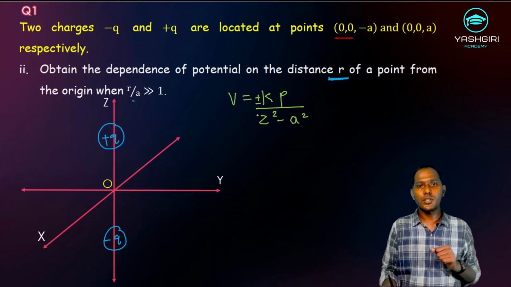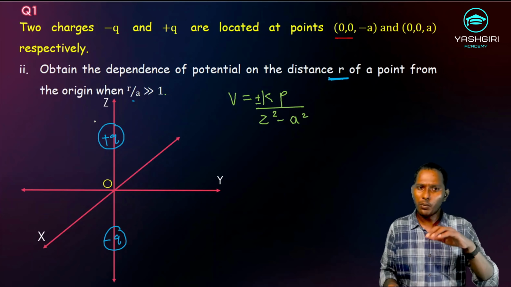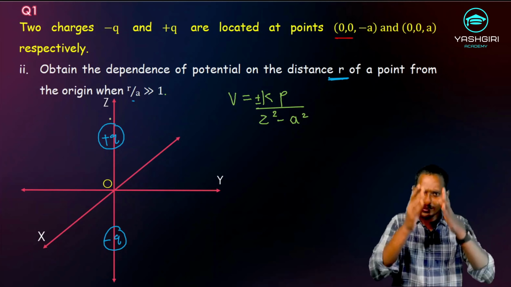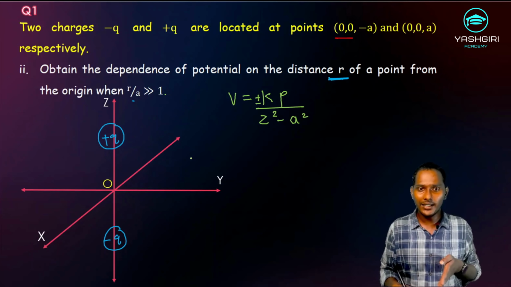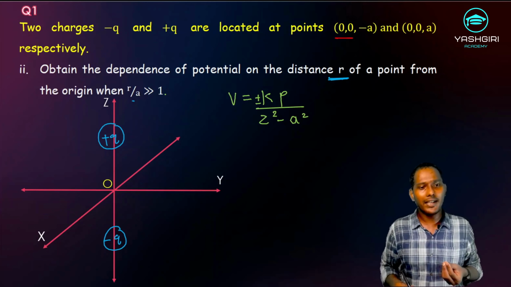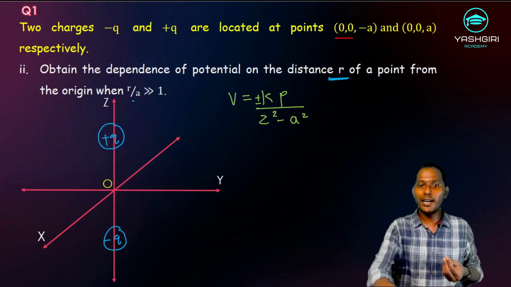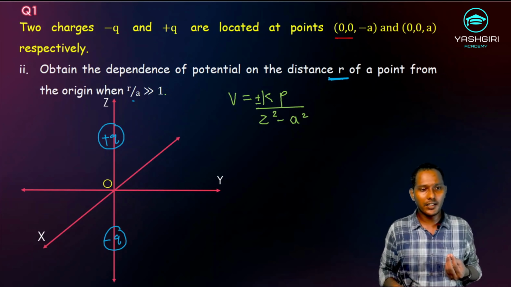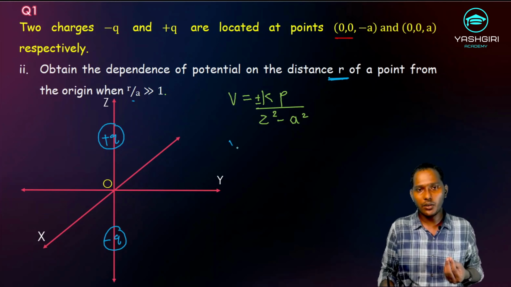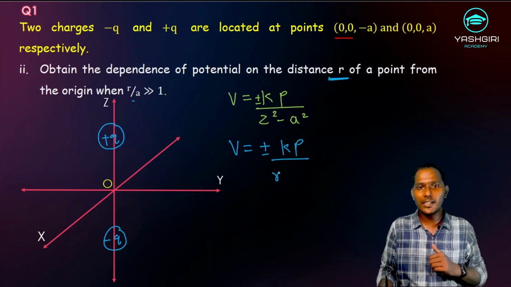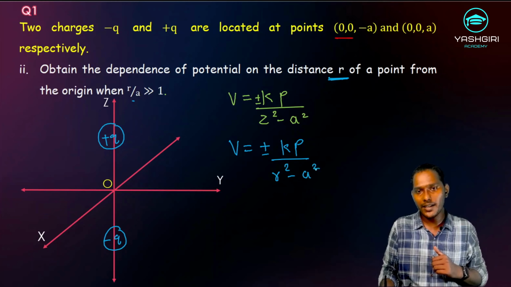Well, now students, let us say that the point P is at any distance on that axial line, or else on that z axis. In that case, I can replace my z by r. So let me do that. V will be equal to plus or minus kp divided by r square minus a square.